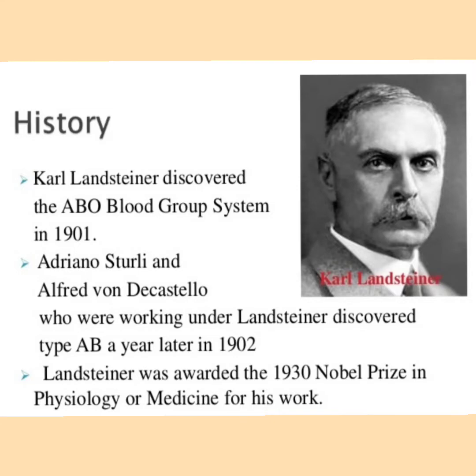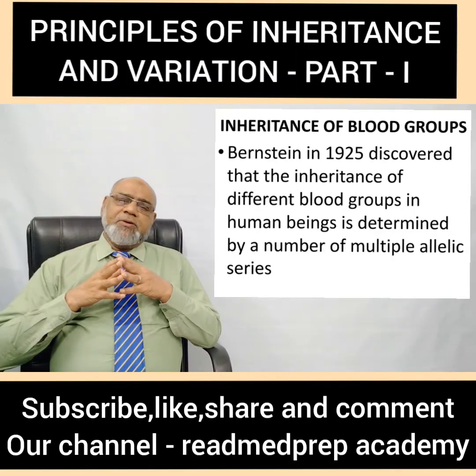So, some history regarding the discovery of ABO blood group system. Karl Landsteiner discovered the ABO blood group system in 1901. Adriano Sturli and Alfred Von de Castello, who were working under Landsteiner and were students of Landsteiner, discovered type AB a year later in 1902. Landsteiner was awarded the 1930 Nobel Prize in Physiology or Medicine for his work and discovery of ABO blood group system.